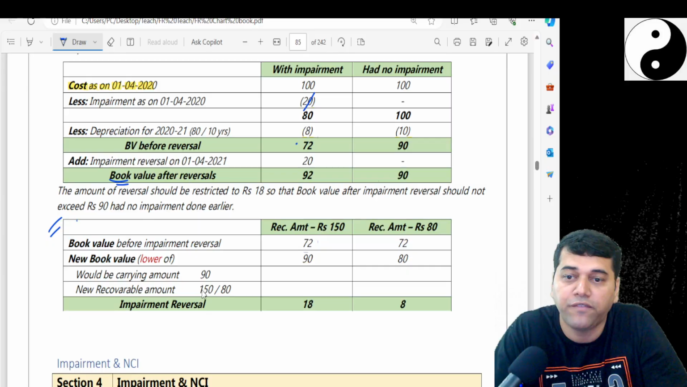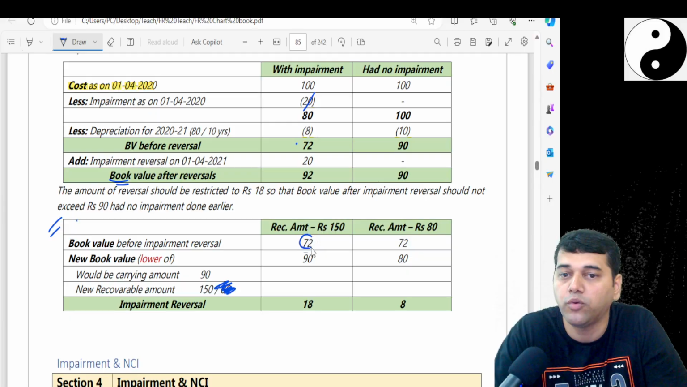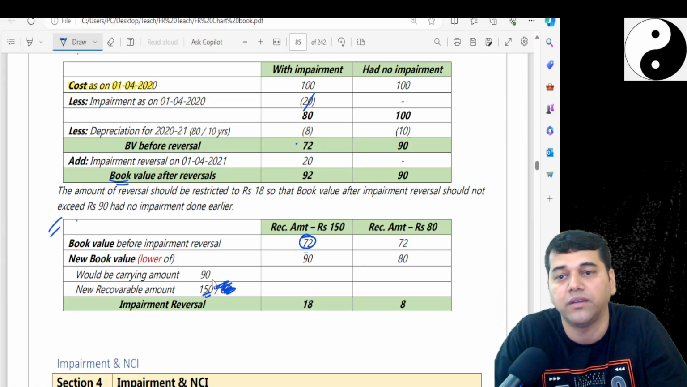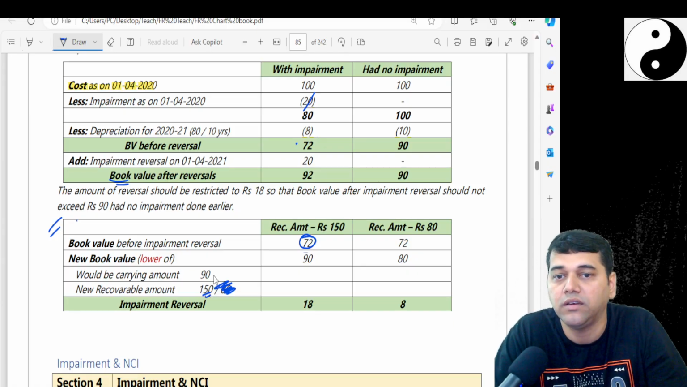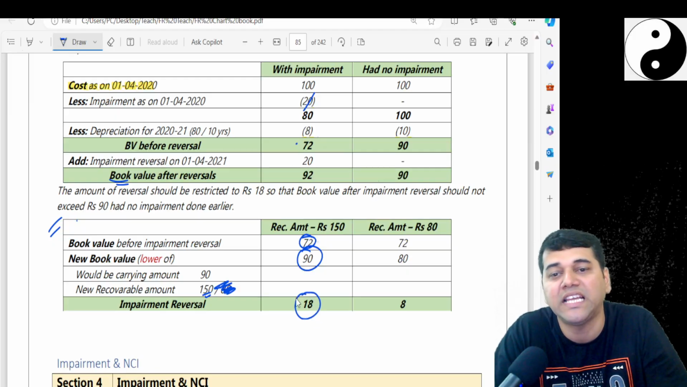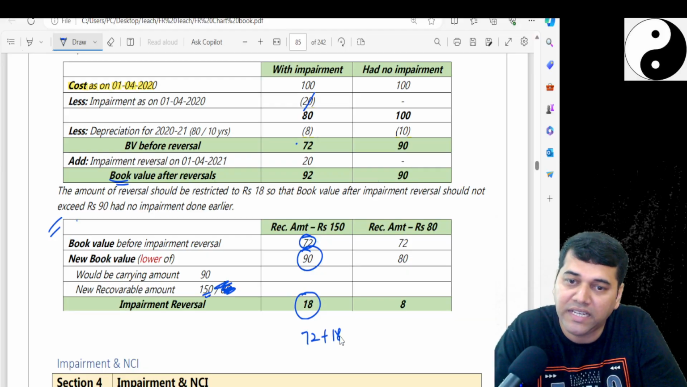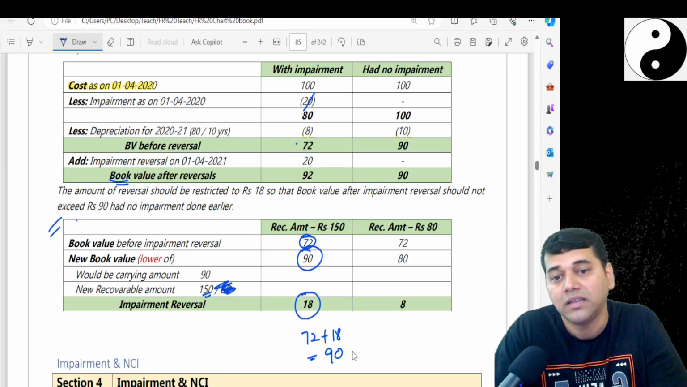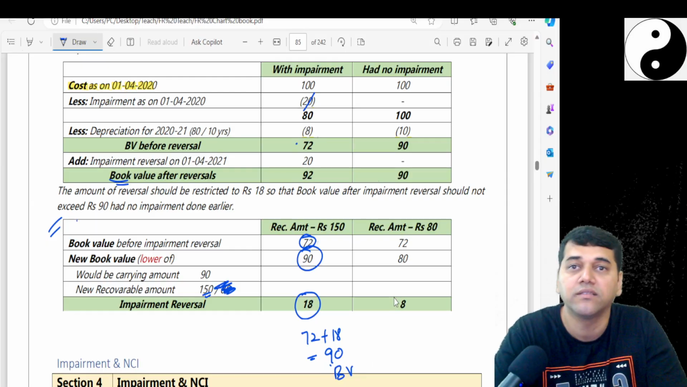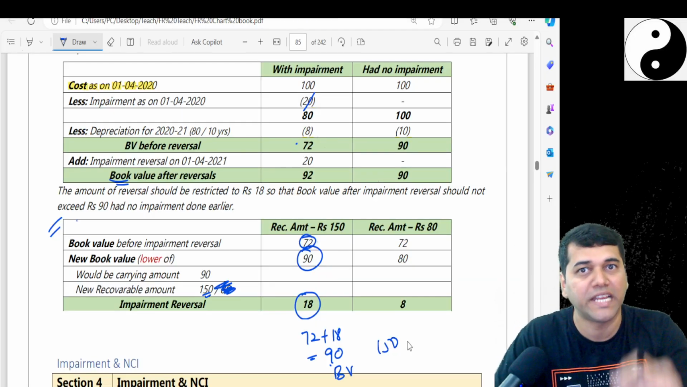Suppose, for example, on this day you reverse the impairment, and your book value is 72. On this day we had fair value 170, 150, and would-be carrying amount 90. Which one will you consider? 90. So a maximum of 18 can be reversed. By reversing 18, 72 plus 18, how much do you get? 90. This is now the book value. What is my recoverable amount on this day? Yes, good. My carrying amount cannot exceed the recoverable amount at any point of time.